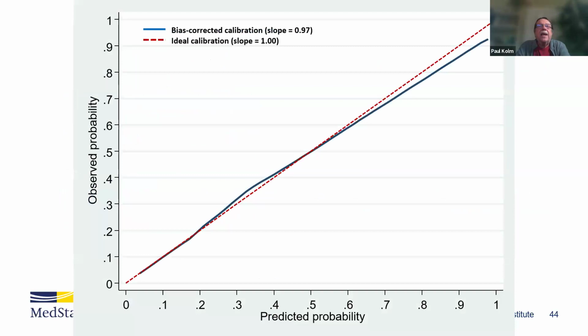And so here's an example of plotting the observed probabilities with the predicted probabilities. The dotted line there is the perfect calibration of 1. For the study being represented here, we have a slope of 0.97. So we have a pretty good indication that our observed probabilities and predicted probabilities are really similar.